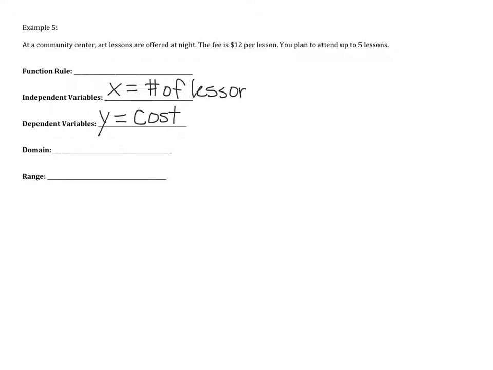So if I look back at my problem again, it says the fee is $12 per lesson. If you think back to our previous sections, per means to multiply. So I would figure out what the cost would be, y, by taking the $12, and remember per means to multiply, so $12 times x, the number of lessons. So remember, we're planning on taking up to 5 lessons. So our domain would end up being 0. We could take 0 lessons. We could take 1 lesson, 2 lessons, 3 lessons, 4 lessons, or 5 lessons.